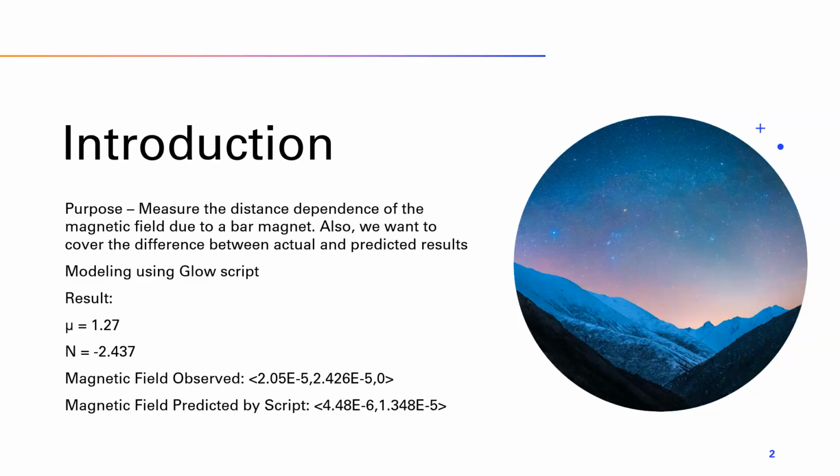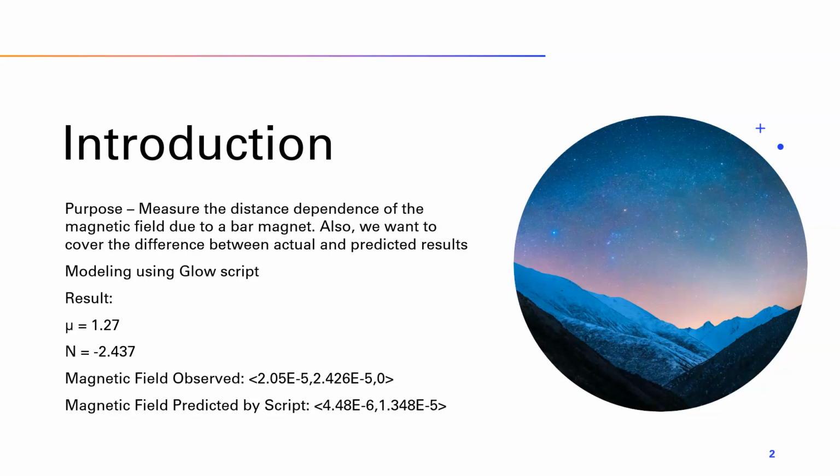In this experiment, we're going to be measuring the distance dependence of the magnetic field due to a bar magnet. We also want to cover the difference between actual and predicted results to see how correct our measurements were, based off of the setup of our experiment. And we're going to be using GlowScript to do the modeling.